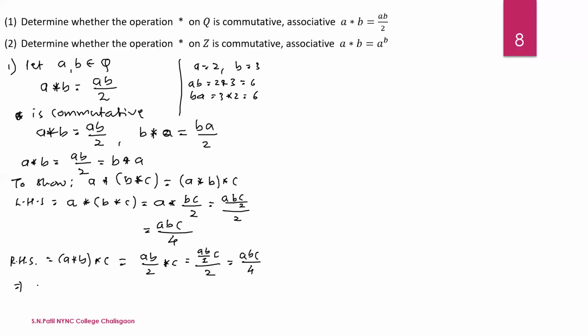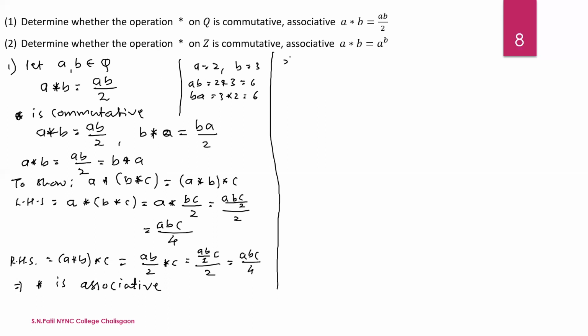So it implies the star is associative. And here star is commutative. Now this is the first solution of the first problem.